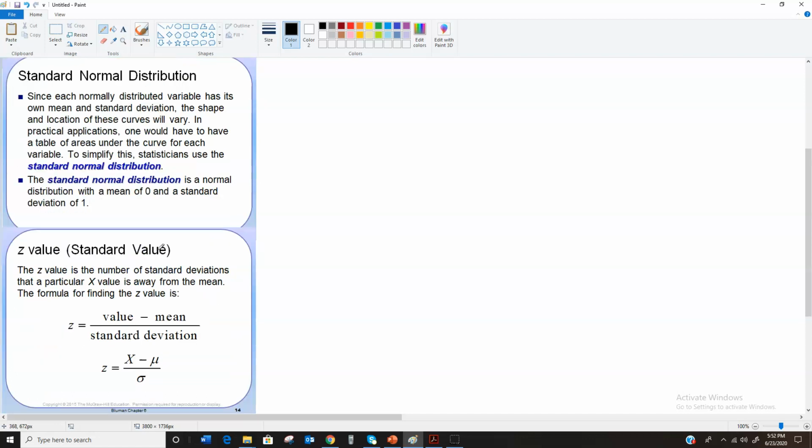Okay, so since each normally distributed variable has its own mean and its own standard deviation, then the shape and location of the curves will vary. So for every single set of data, even if it's normally distributed, the mean and the standard deviation can be different. So that makes it a little bit hard to analyze. So what we do when we have data that's normally distributed is we do what's called standardizing the data.